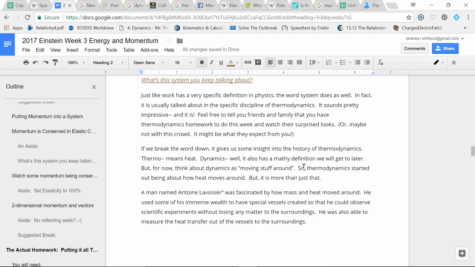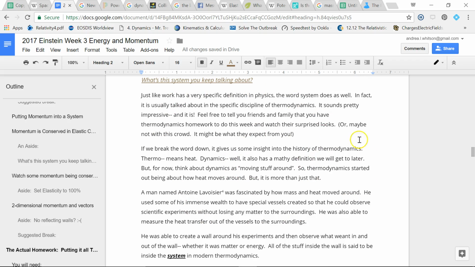So what are we talking about with a system? This is where we talk about a system. A system has a specific definition in physics. Work had a specific definition. Work is when I add energy to a system.